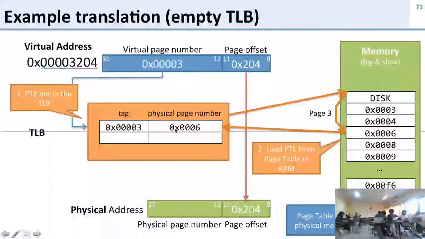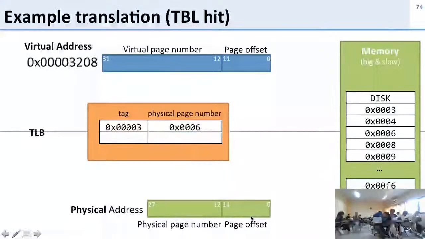So it's physical page 6, and our tag is 3 because virtual page 3 maps to physical page 6. Now we've loaded this into our TLB, and now we can go ahead and do our translation. So here we get our physical address. Now, here comes another one.